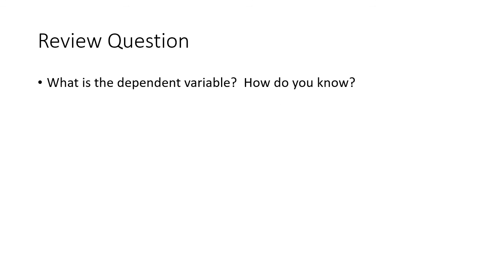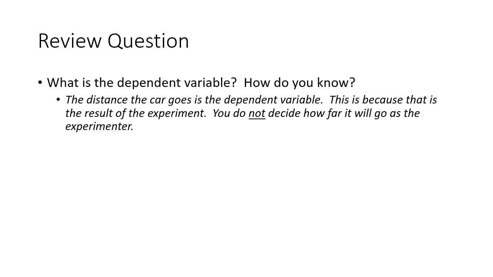Next question. What is the dependent variable? How do you know? Well, ask yourself, what is the outcome, or what is the result of the experiment? Well, that's the distance the car goes. This is because that's the result. You do not get to decide how far the car goes as the experimenter. You just decide how much gas to put in the car, you then drive it, and you see how far you make it before you run out of gas.